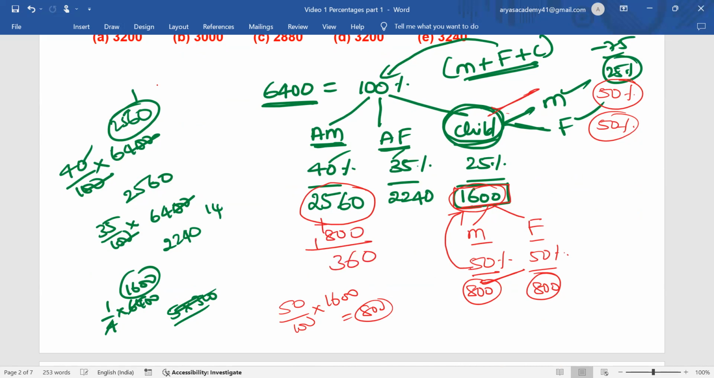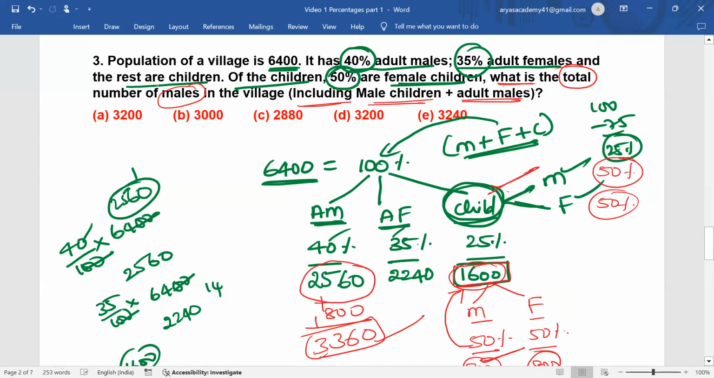So 1 is carried forward. So 2 plus 1, 3. 3360 is the correct answer. 3360.